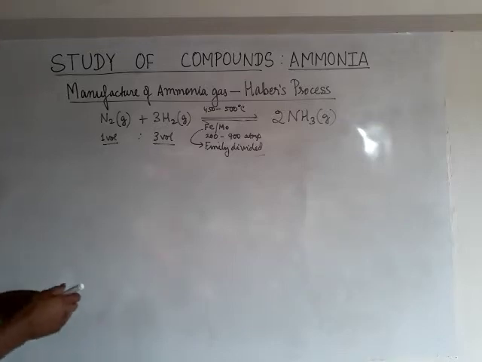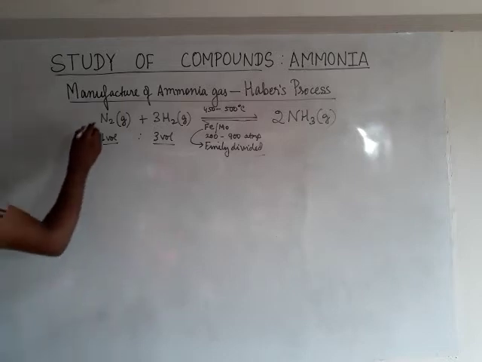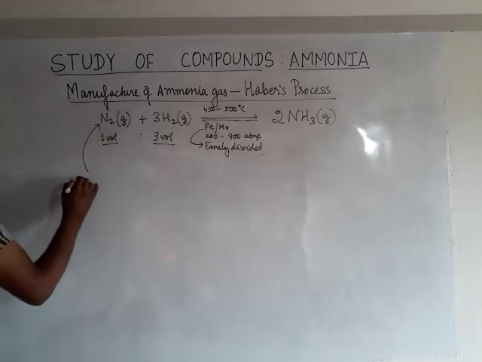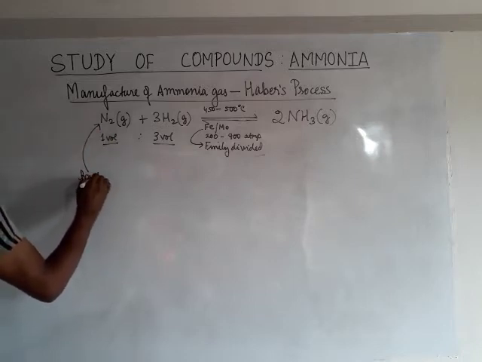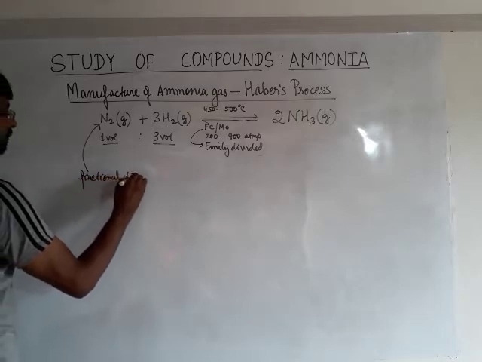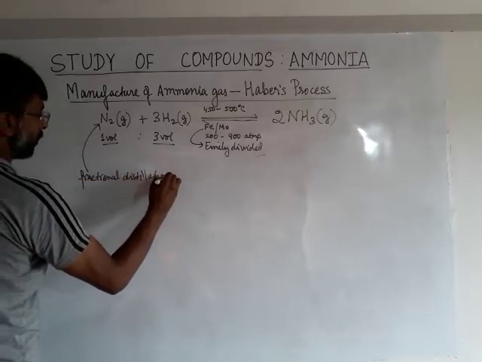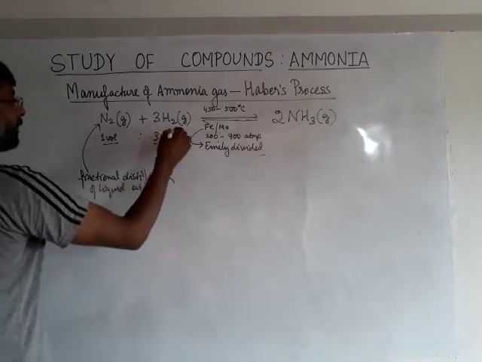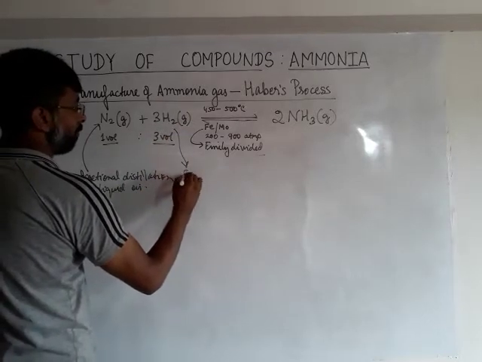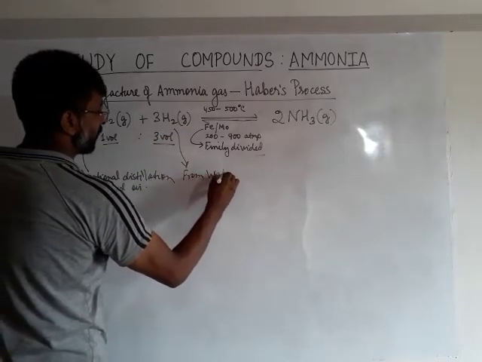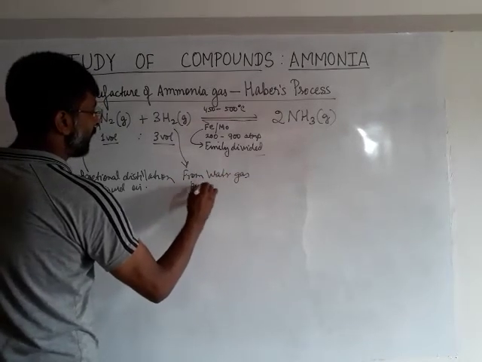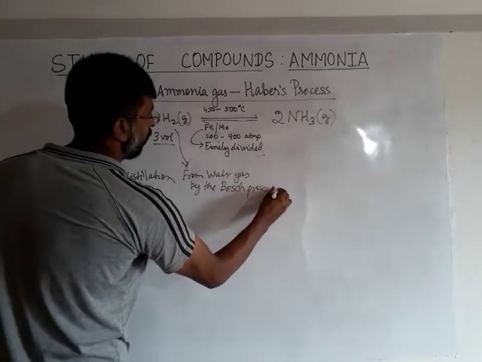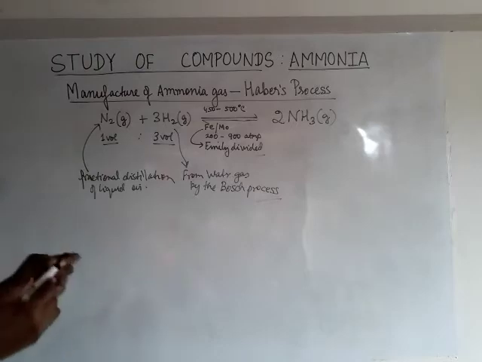Now, you must remember one more thing over here, that they will ask you questions: from where do you obtain nitrogen? Nitrogen gas is obtained for this process by the fractional distillation of liquid air. And this hydrogen is obtained from water gas by the Bosch process, B-O-S-C-H, which you must have already learned in class 9.